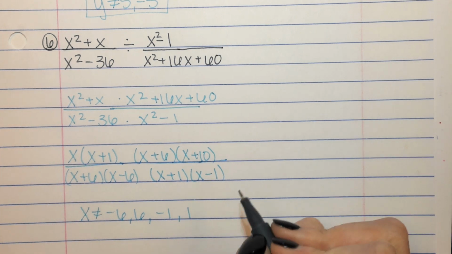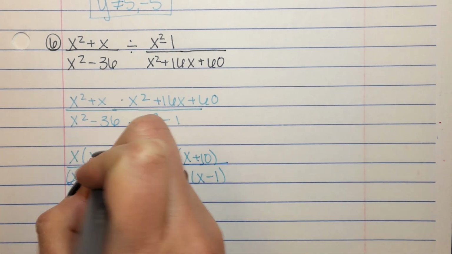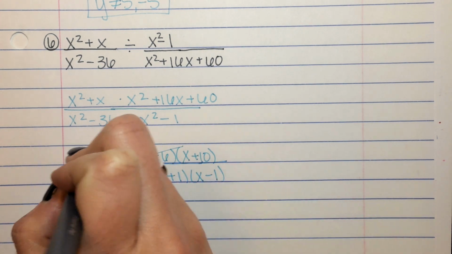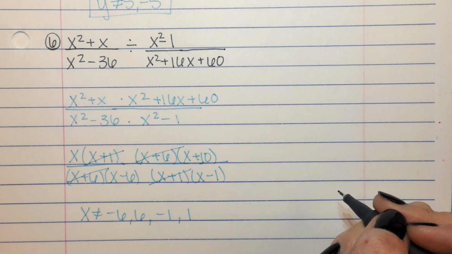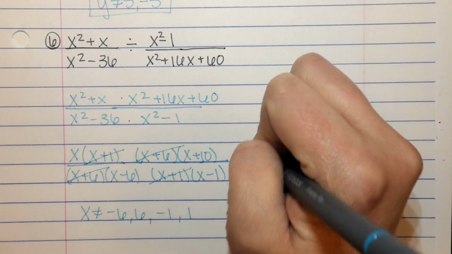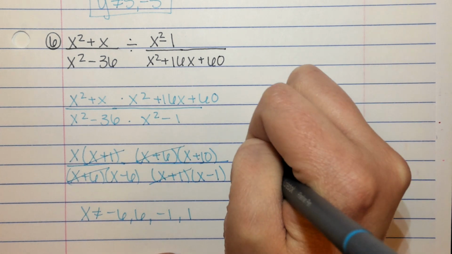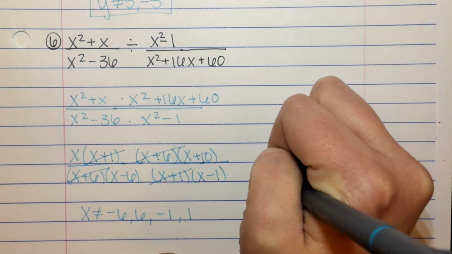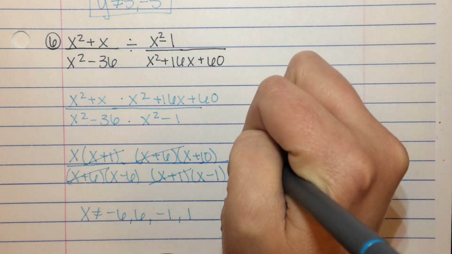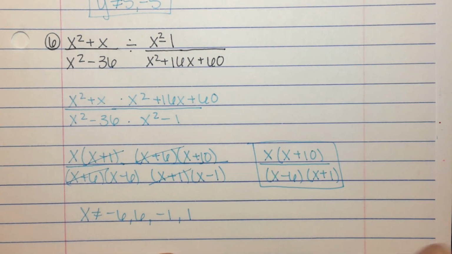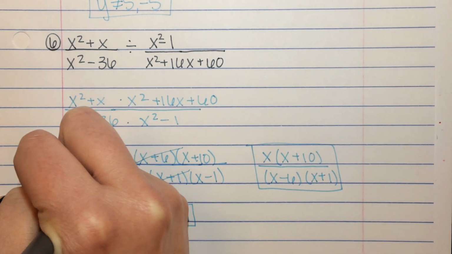Okay, and let's see what we can divide out. So we have x plus 6 and x plus 6, x plus 1 and x plus 1. And it looks like that's it. So on the top we have x times the quantity x plus 10. And on the bottom we have x minus 6 and x plus 1. Okay, so there's our simplified version, and there is our list of restrictions.